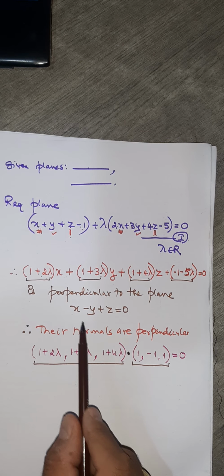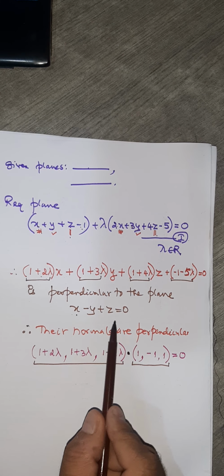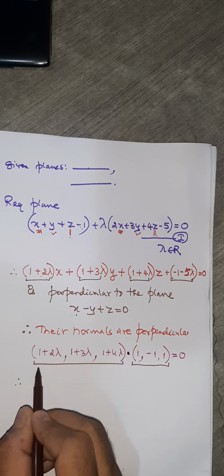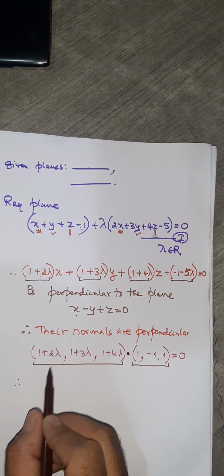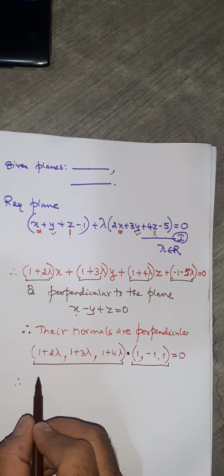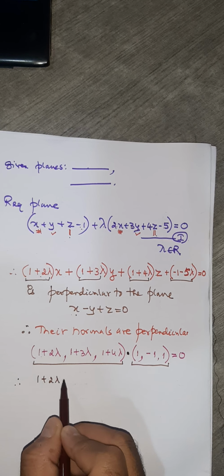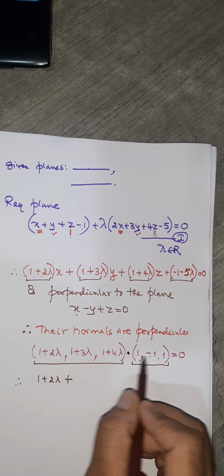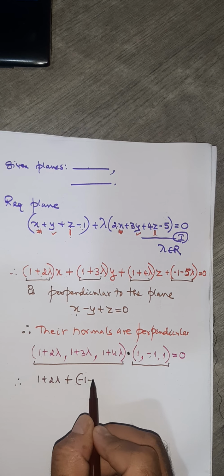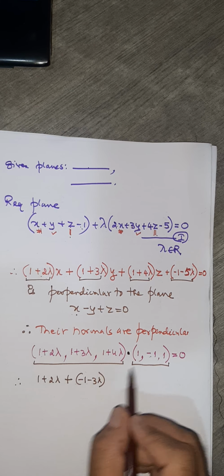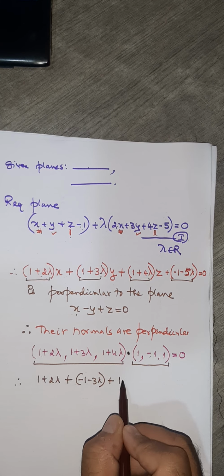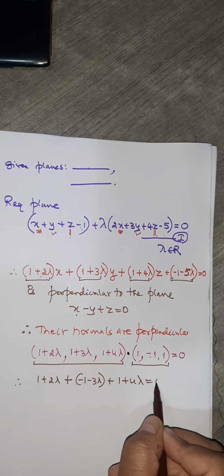And what's the normal to the second plane? 1, minus 1 and 1. Now we just multiply, so we'll get the lambda and you place there. So 1 plus lambda into 1, which is 1 plus 2 lambda. Here you are multiplying with minus 1, so minus 1 minus 3 lambda. Here you are multiplying with 1, so 1 plus 4 lambda equals to 0.